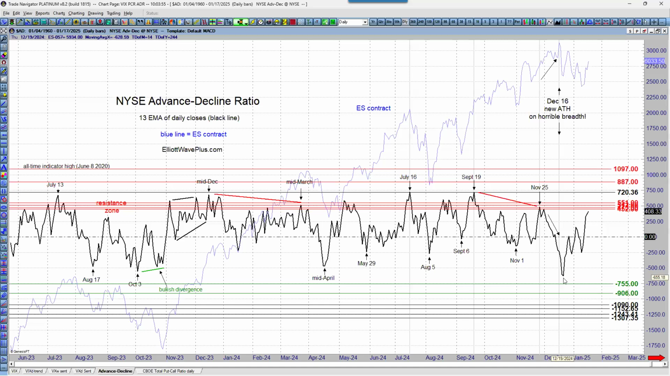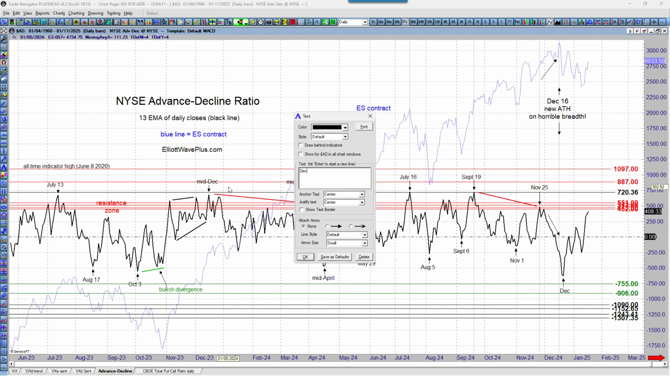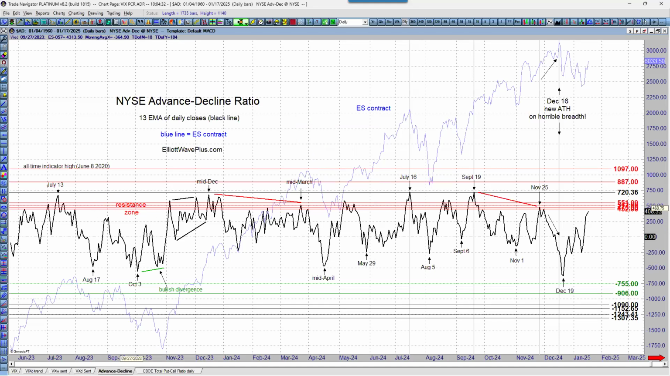So ever since the low right here, December 19, on the 13 period moving average of the daily exponential moving average of the daily closes on the advanced decline line, ever since that low, the advanced decline ratio has been moving to the upside, and there's the zero line. So there have been more winners than losers recently. However, it is nearing what I affectionately call the resistance zone, where many times it finds a peak, and it's getting awfully close to that level.